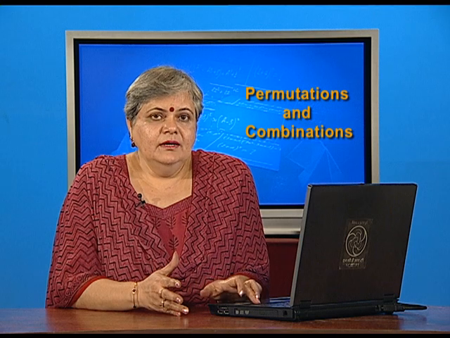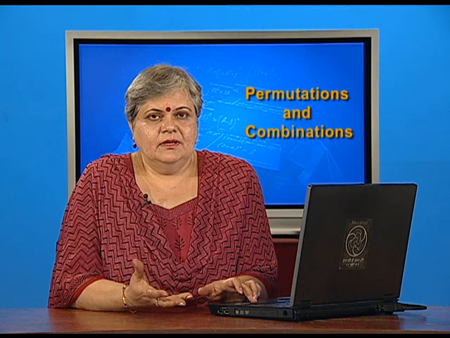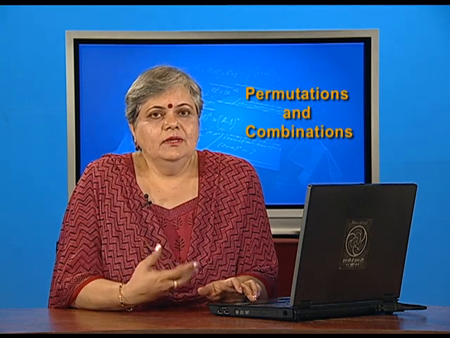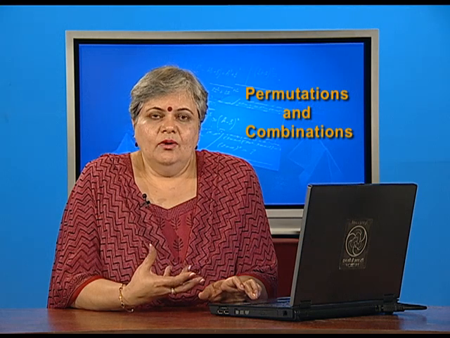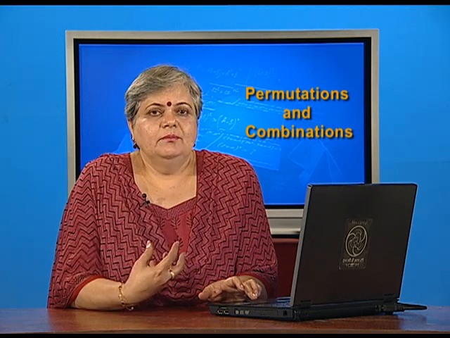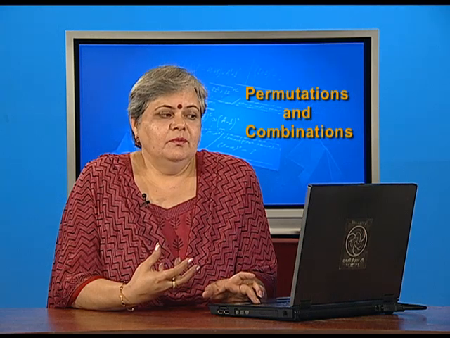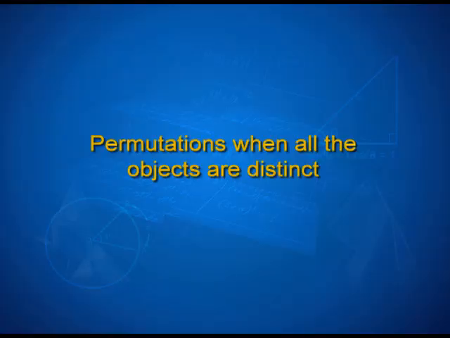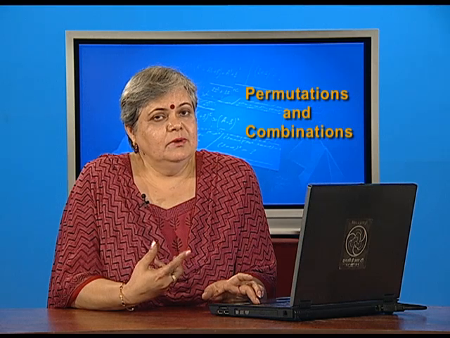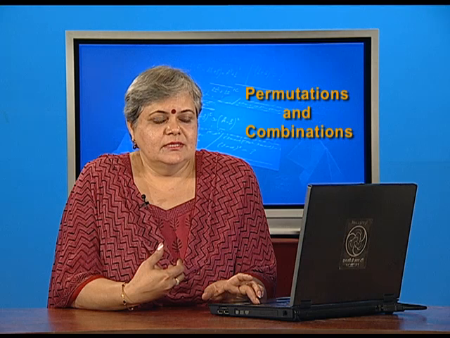Now, what we are interested in is finding how many permutations can be done. That means, in how many ways certain objects taken all or few may be arranged, and that is where we come up with a certain result which is specific to permutations when all the objects are distinct. And in our next lesson we may look at the other possibility when objects are not distinct.